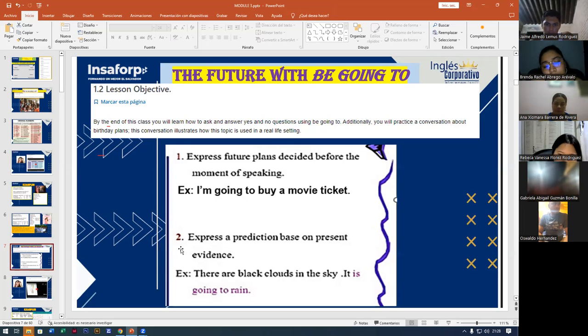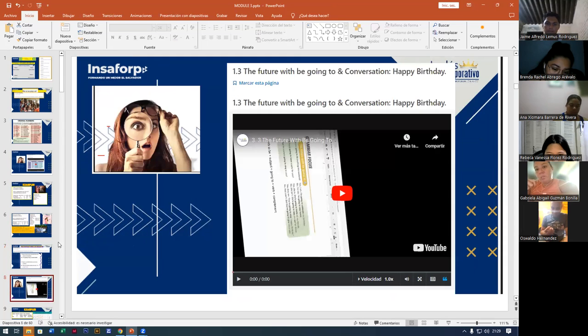So I'm going to buy a movie ticket. The other rule that we have is to express a prediction based on present evidence. For example, there are black clouds in the sky. It is going to rain. It's what normally happens, right? When we see the sky and it looks kind of gray or black, we have black clouds and you start making a prediction. It is going to rain. Maybe it's not going to rain, but it's a prediction that you are making. So that's an introduction, but we have a video. We're going to watch it.